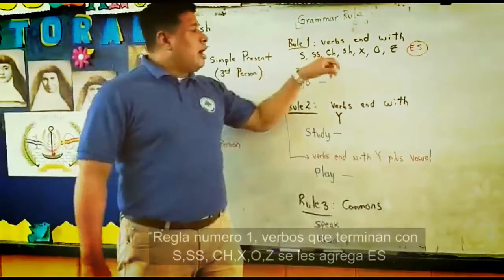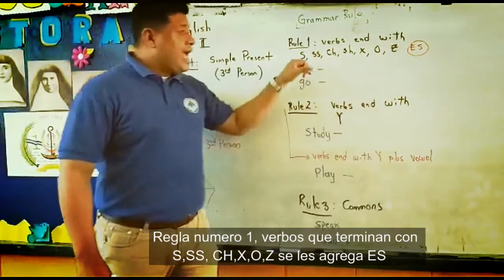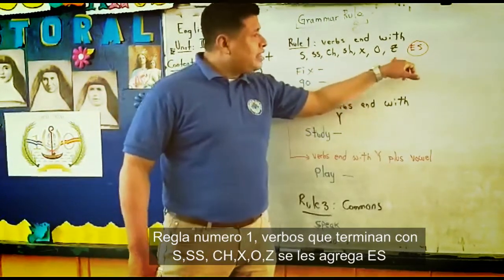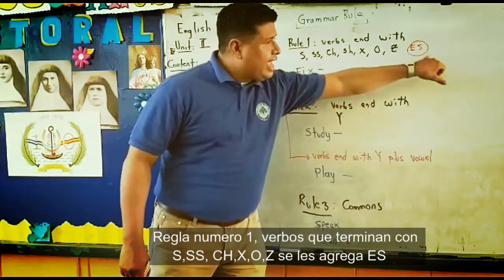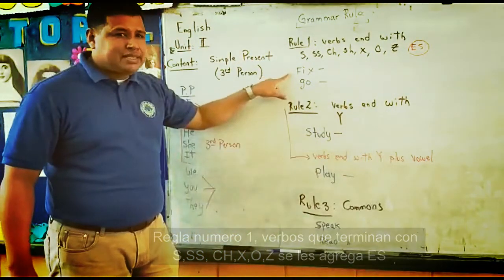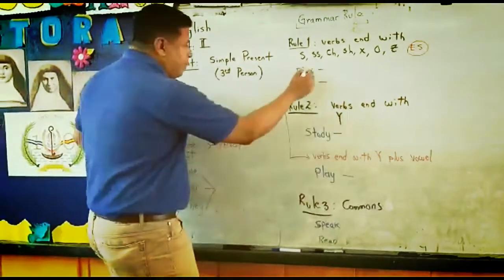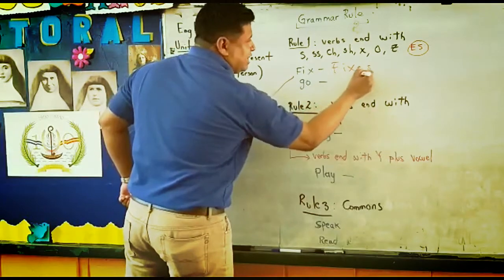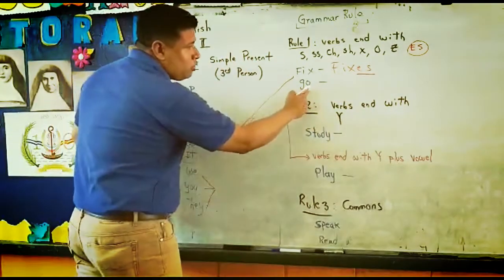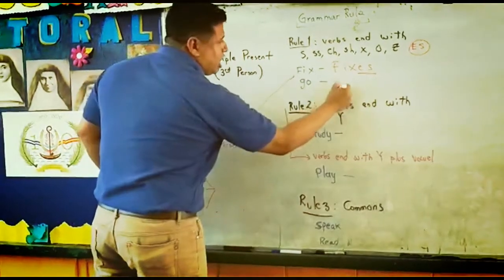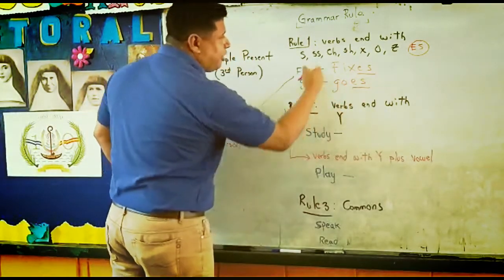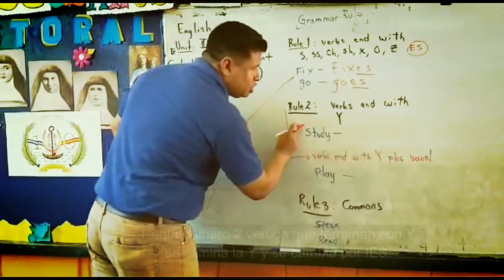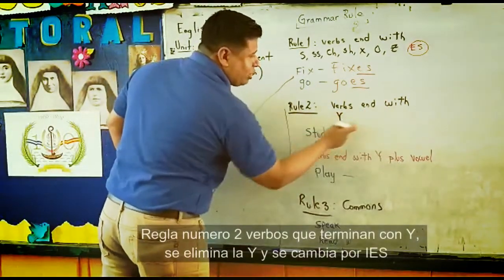So rule number 1, the verbs that end with S, double S, C-H, S-H, X, O, we're going to add ES. For example, the verb fix, reparar. The third person here, so we're going to add fixes. Go, verbo ir, goes. The third person add ES. Rule number 1.